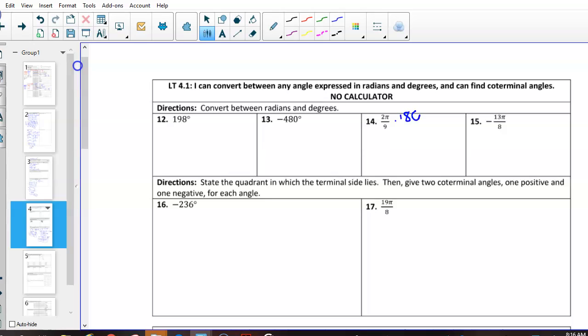Multiply this by 180 over pi. I'm going to simplify this without dividing everything out. So I know 9 goes into 180 20 times. I know these pi's cancel. This is 40 degrees. I definitely put 40 pi on the study guide, but it's just 40 degrees.